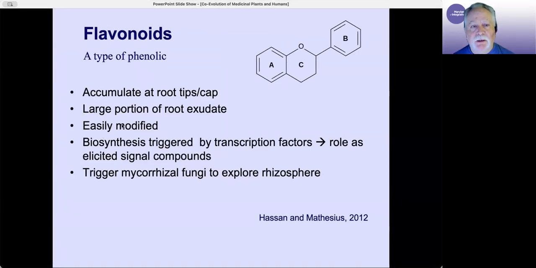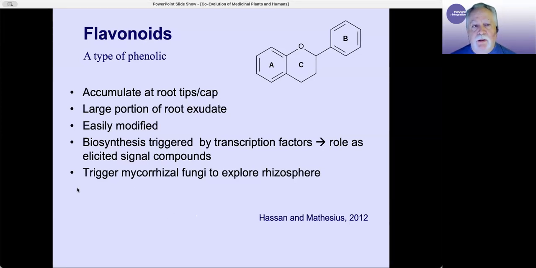Flavonoids, which are a type of phenolic, tend to accumulate at the root tips or caps. And they make up a large part of what roots exude, a series of compounds. And these shapes are very easily modified. What we tend to get is a response to signals of the presence of mycorrhizal fungi, pathogenic fungi, fungi that might attack. It might be nitrogen fixation, where a plant is able to have a relationship with a bacteria in that case, that can take nitrogen out of the air and make nitrogen in a soluble form that the plant root can take in. And again, there's a transfer of carbon to that bacteria.